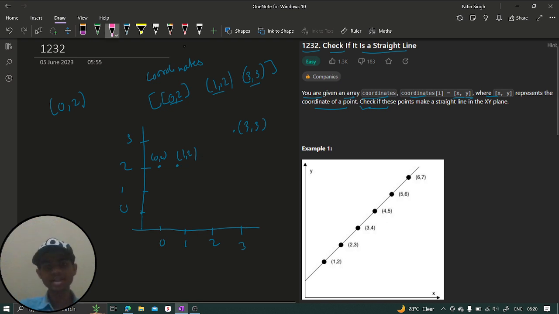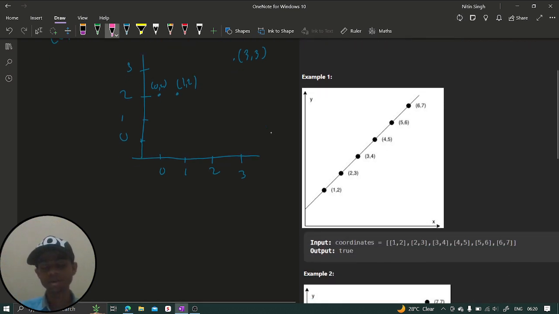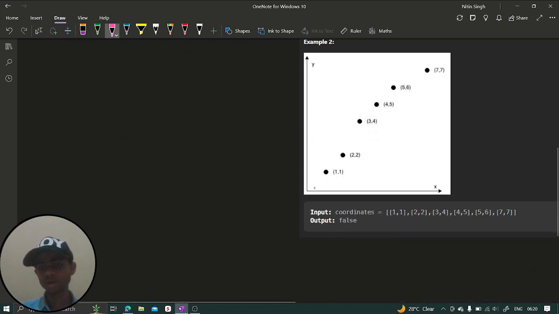And if you are still not getting it, let's understand these two examples, example one and example two. In example one, you can see we have drawn all these points on this xy plane, and you can see we are getting a straight line. So simply we are going to return true. And in example two, we have drawn all these points or coordinates on this xy plane, and we are getting something like this, not a straight line. So we are going to return directly false. I hope now you are getting this problem statement. Now you understood this problem statement.